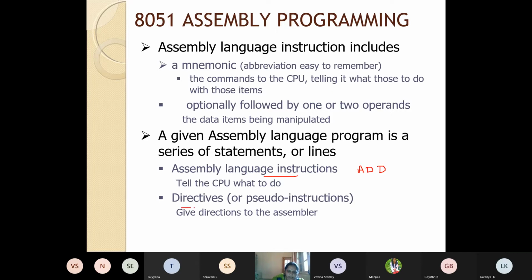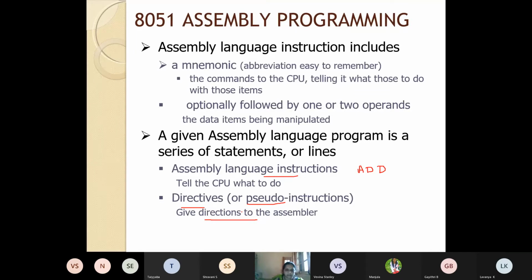They are called directives. Directives are pseudo instructions; they are not actual instructions. They are not converted into the machine level language program whenever I assemble the program. They just give directions to the assembler.